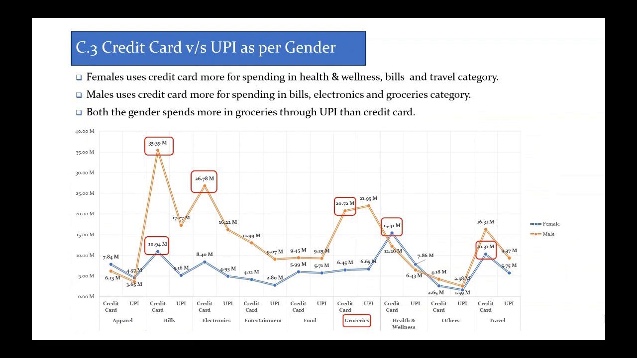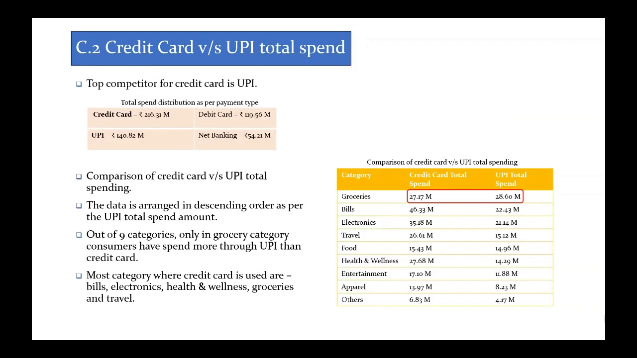But one point which we need to note here is that in groceries, both genders, male and female, use more UPI than credit card. And it is also proved from this table that people use more UPI than credit card. So both things are coming aligned.